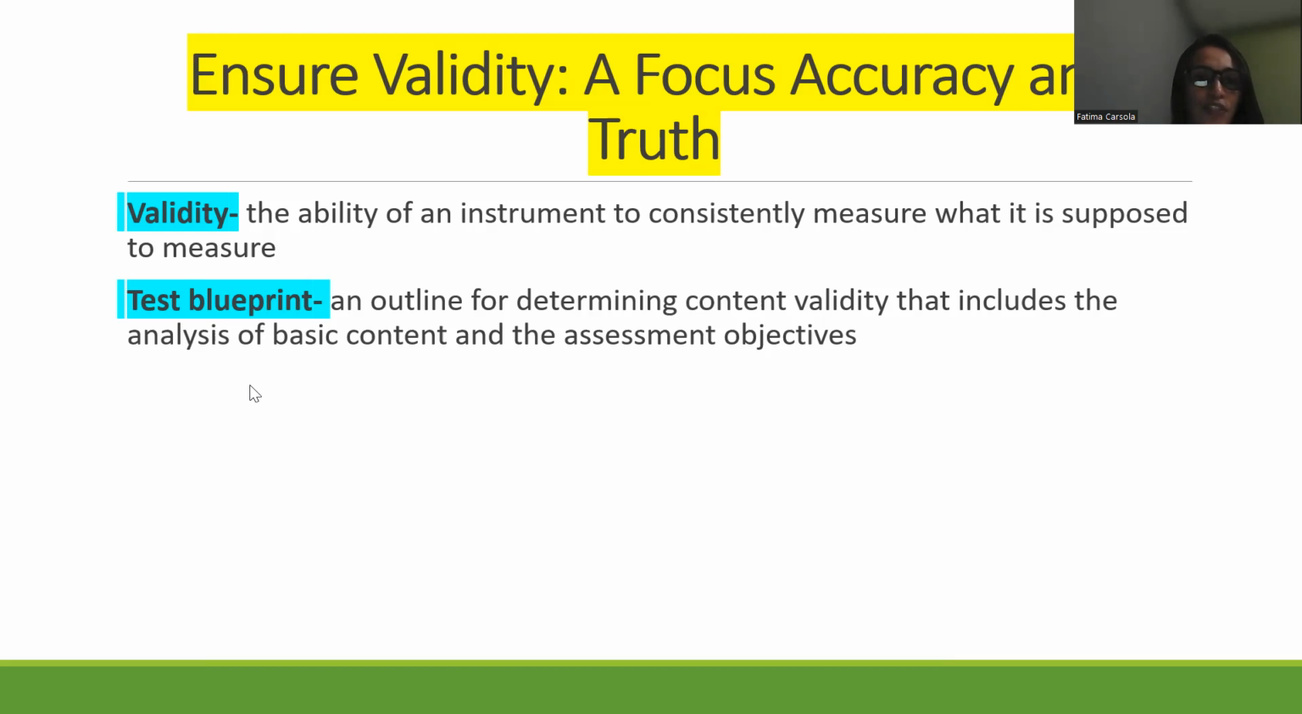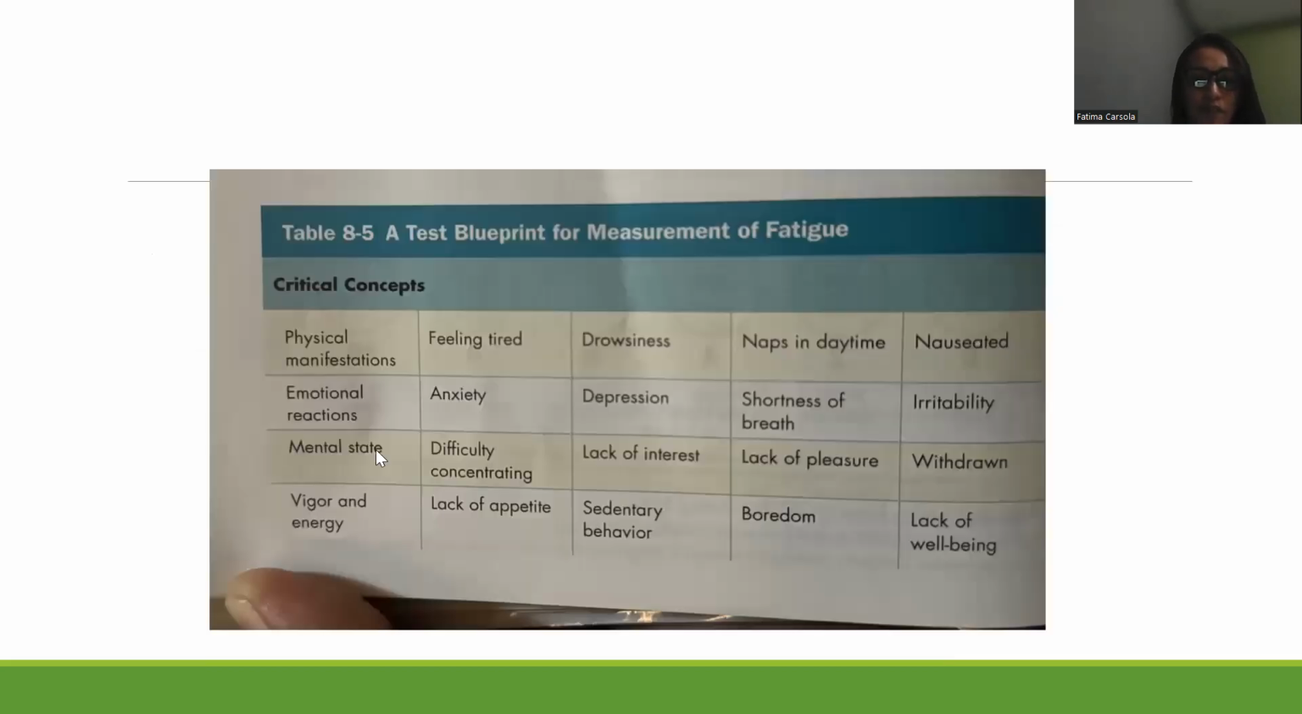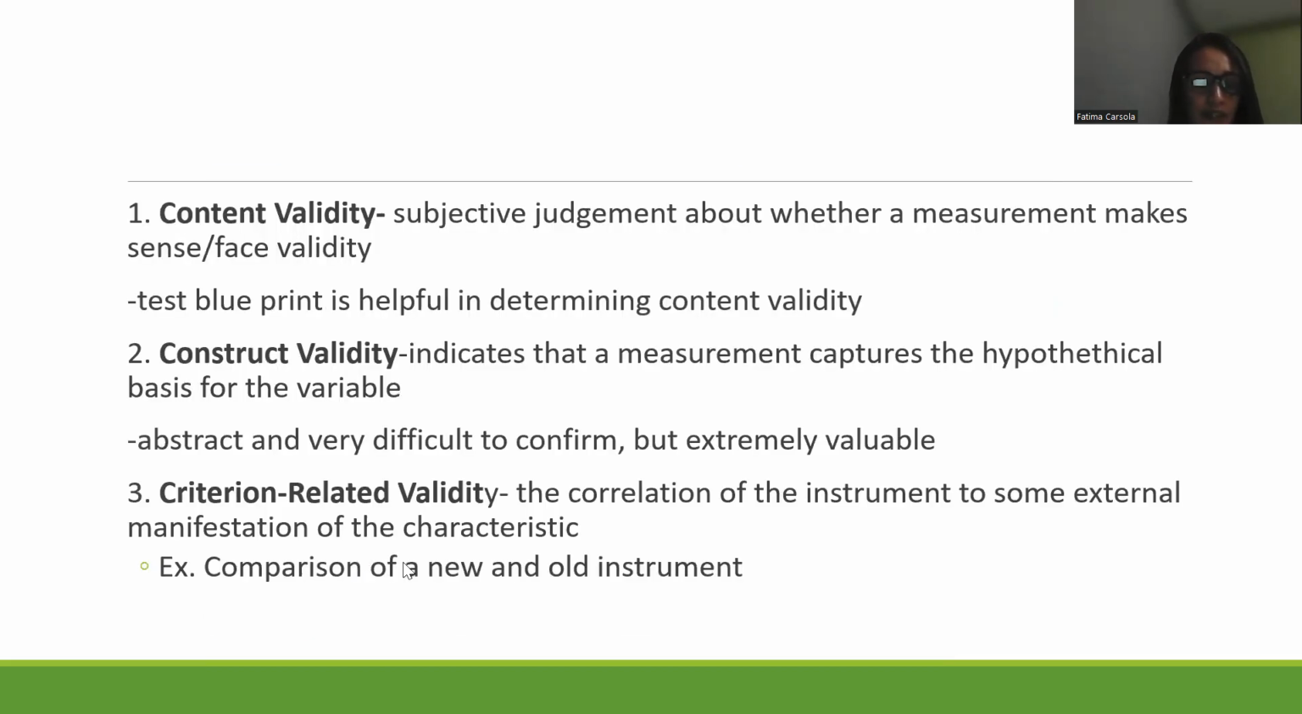In testing the validity of the instrument, you have to have the test blueprint. The test blueprint should, of course, be seen by the one who will validate the questionnaire. A researcher can use several methods to document validity. One of the types that may be used in the same study is, for example, content validity. Content validity involves subjective judgment whether a measurement makes sense.